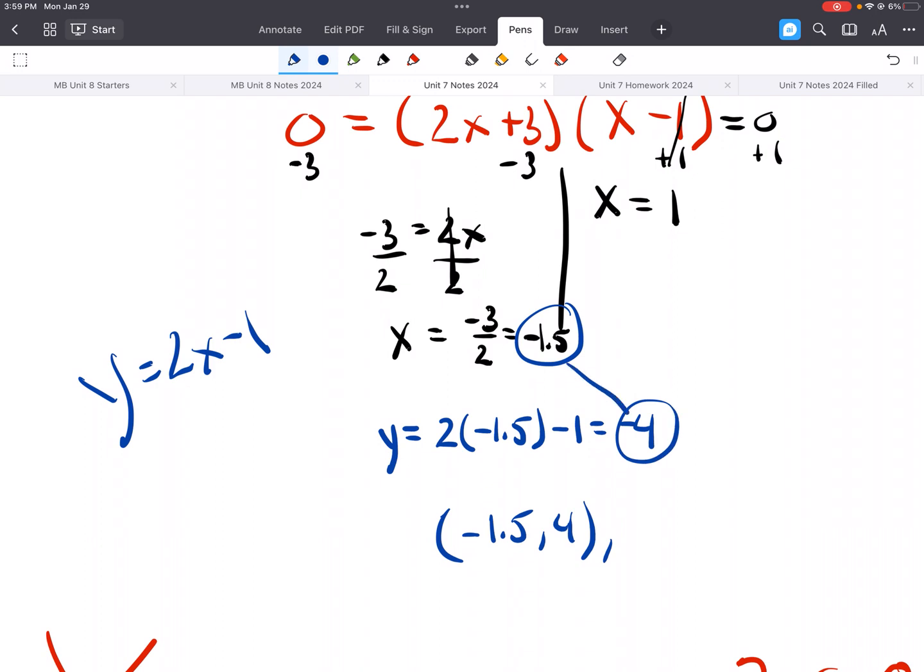And then we'll do it for the others. So we'll have y equals 2 times 1. Again, that's coming from here. And then minus 1. And we get 1. So the other solution would be 1 comma 1.